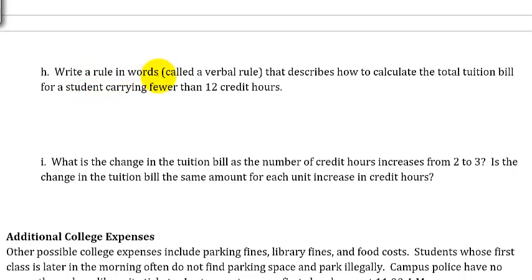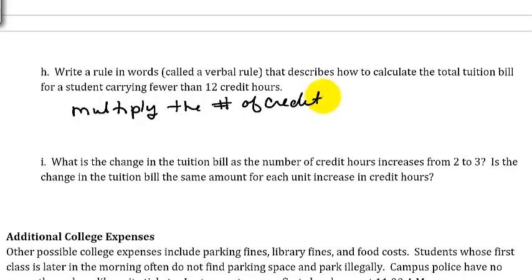Write a rule in words, called a verbal rule, that describes how to calculate the total tuition for a student carrying fewer than 12 credits. And so the way that you would calculate that is you multiply the number of credits by 143.